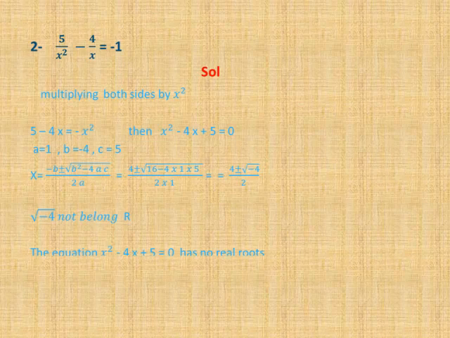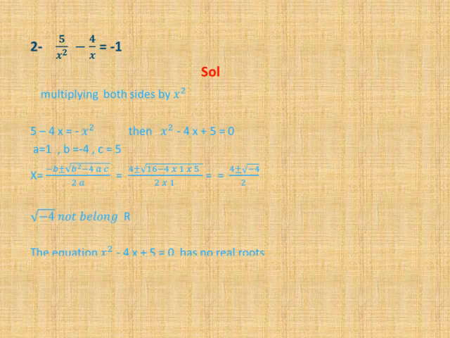4x squared over x means x squared over x means x. So it will be minus 4x equal negative 1 times x squared equal negative x squared. So finally I can say that, let's remove negative x squared to the other side, so x squared, and rearrange it, of course. x squared minus 4x plus 5 equals 0.